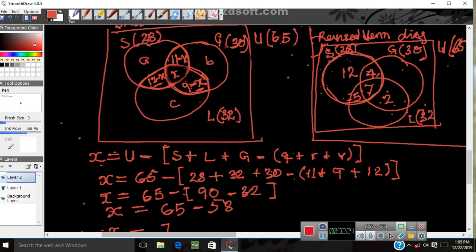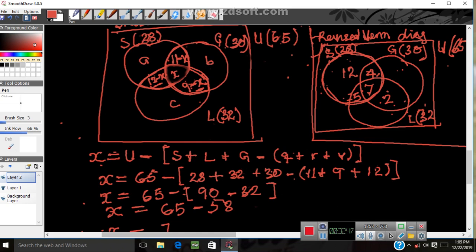Looking at it on a trace, this is set G, and everything in set G is 30. So out of the 30, this place is 4. This place is 7. So 4 plus 7 will give me 11, plus 2 will give me 13. Plus whatever is here must give me 30.